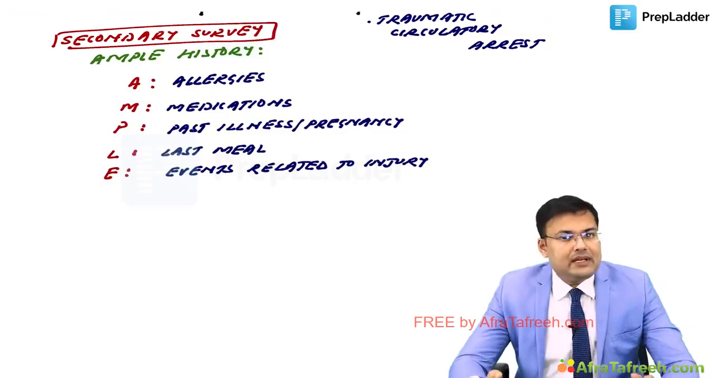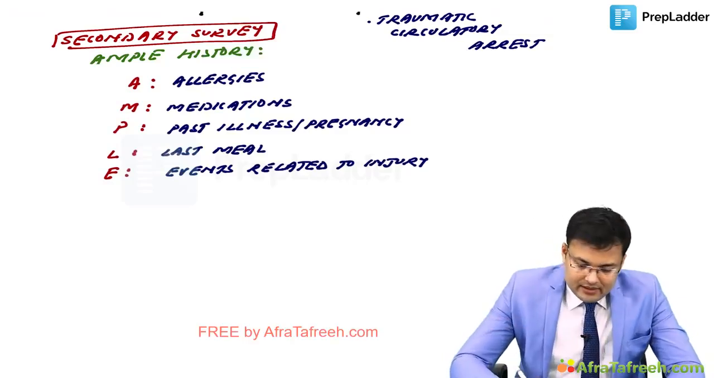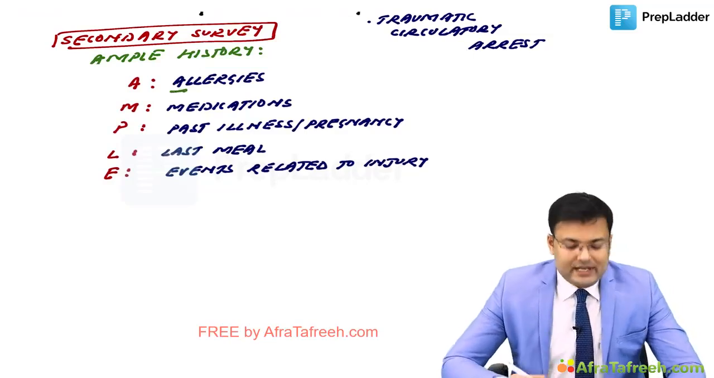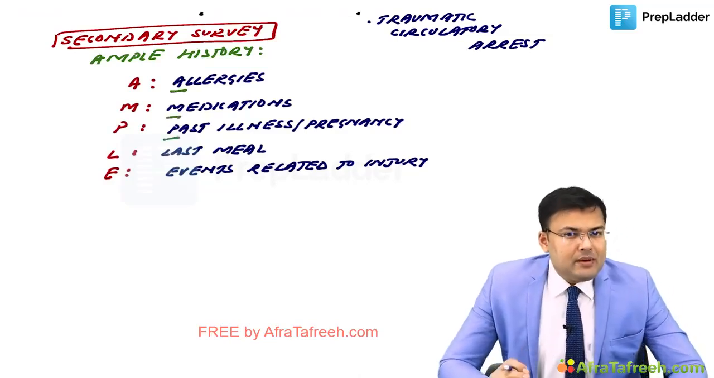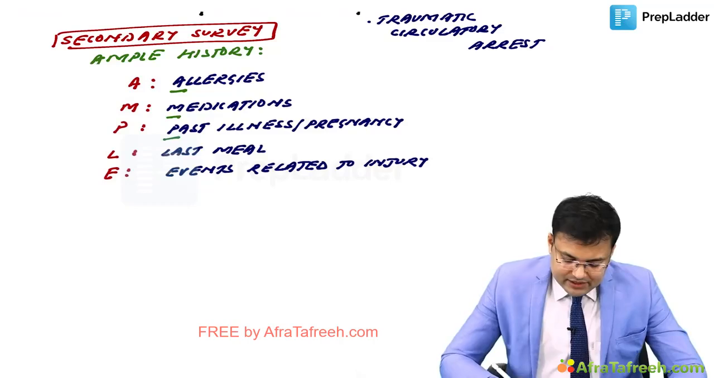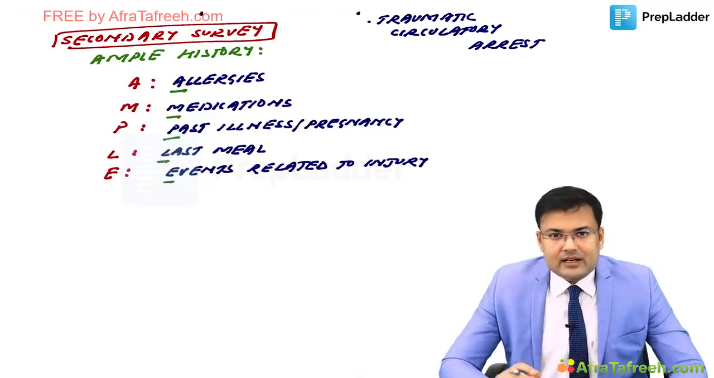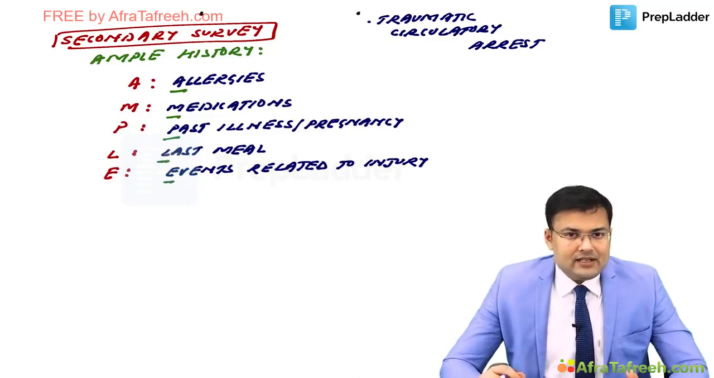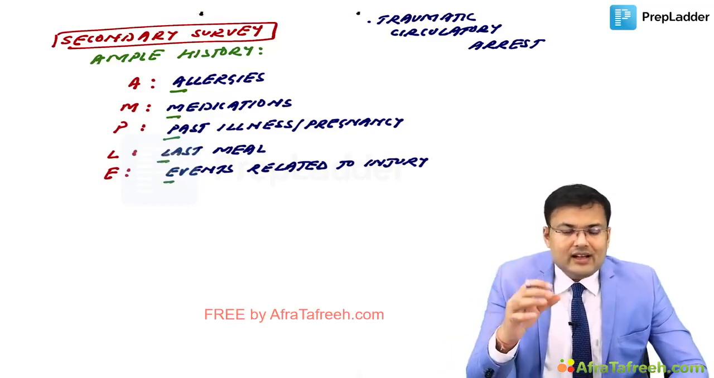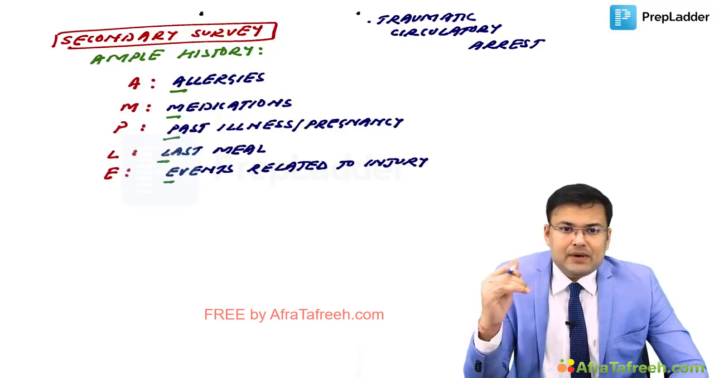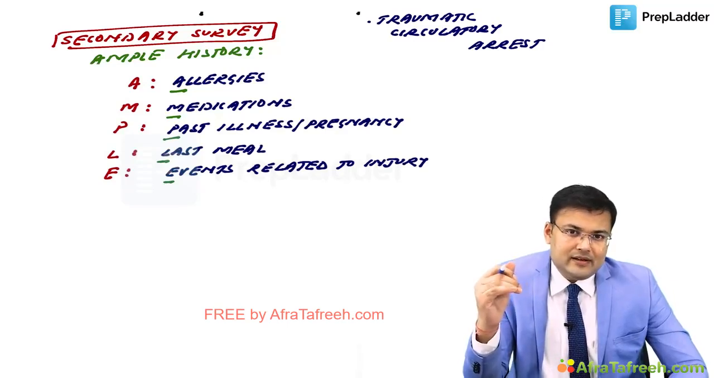So here AMPLE history: A means allergies, M means medications, P means past illness or history of pregnancy, L means last meal, and E means events related to injury. If there is some eyewitness or the person who was in the accident, that person can describe. So this is AMPLE history in secondary survey.